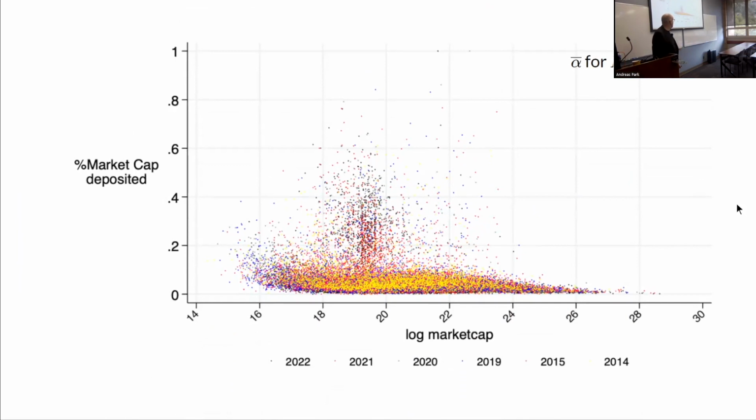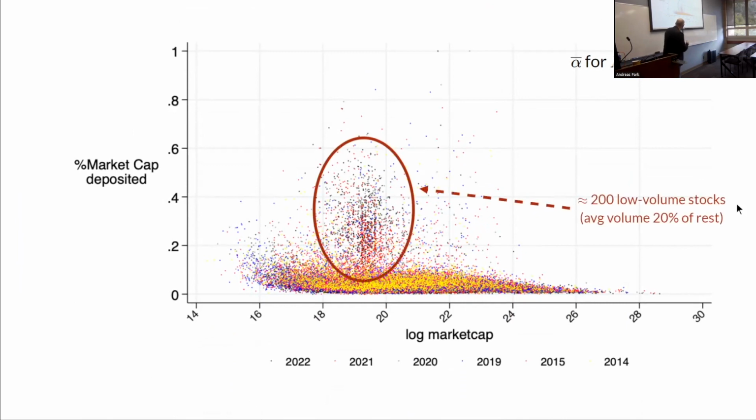deposit in terms of the market cap of a stock? One thing I want to point out, there's this group of firms here. There's a blob of data here. You will see this in the other figures too. This is a number of about 200 very low volume stocks. They have only about 20% of the volume of all stocks in the same range of market cap. Okay, so these are little weird stocks in some way.